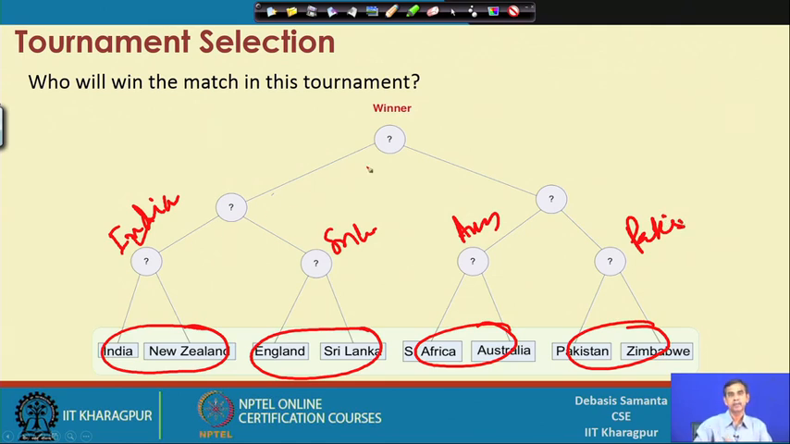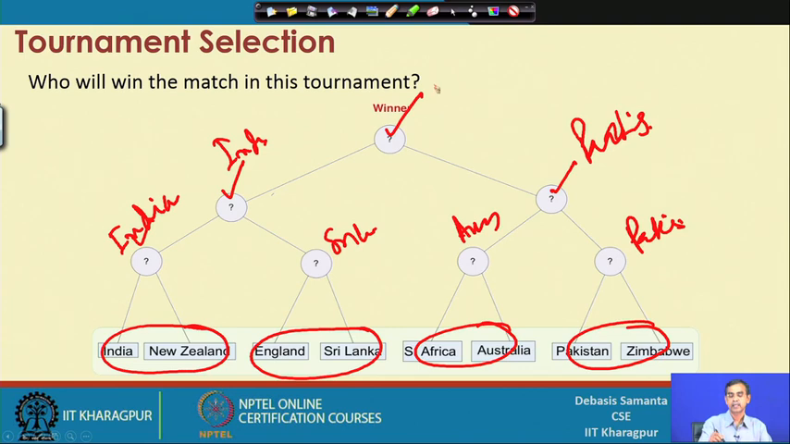Now again another game is played, here India versus Sri Lanka. Suppose India is the first, so India wins this game. And here, between Australia and Pakistan, say Pakistan is fitter than Australia, so Pakistan is selected. And finally, the game is played between India and Pakistan.